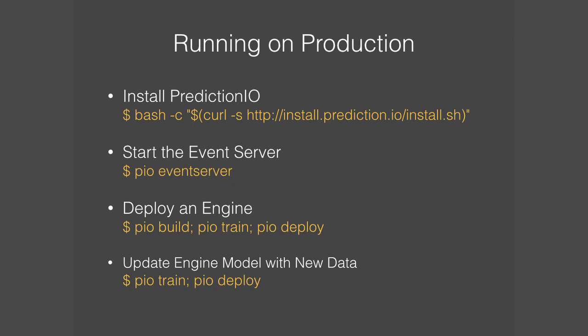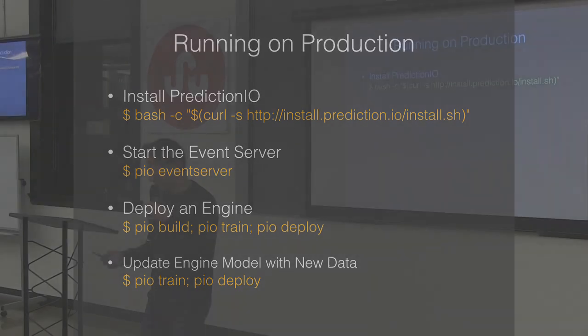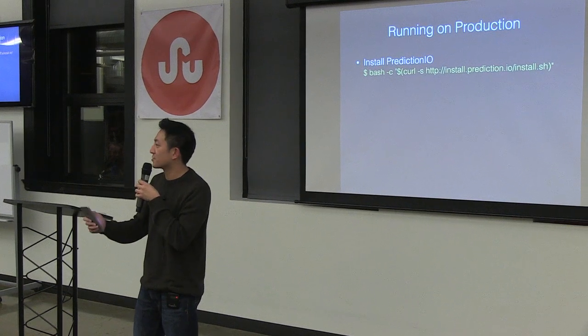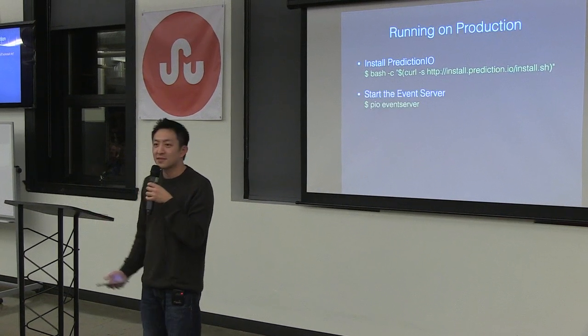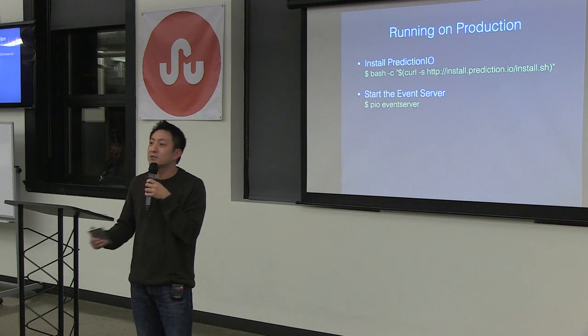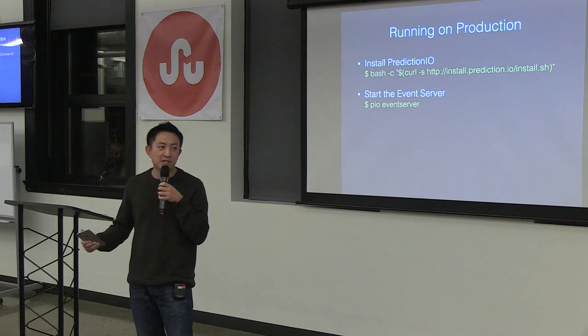Running it in production in a distributed environment is very simple. One line of command, as mentioned, you can install the whole stack: PredictionIO, Spark, HBase, Elasticsearch, everything talking together nicely. Event server: with one command, you start an event server that can collect almost any kind of event in a really scalable way.